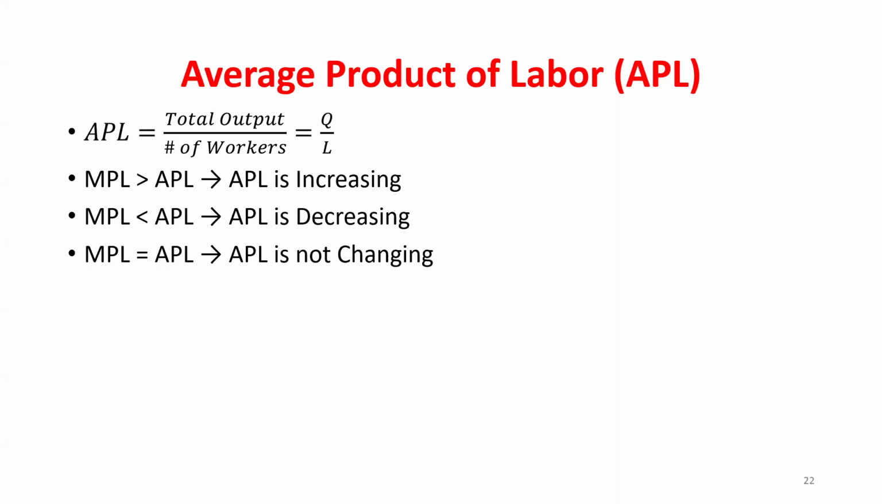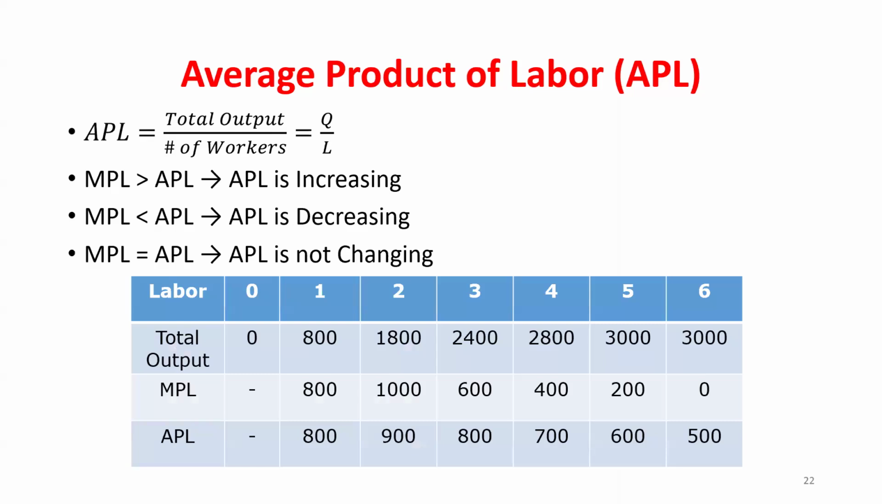So, with this idea in mind, we could also look at this in a table, right? So, we go back, I've got my total output, I've got my total number of workers. How would I find my marginal product of labor? It's just a change in output divided by a change in the number of workers. Here, the change in the number of workers is nice and easy, it's 1. So, first worker is going to increase output by 800. Second worker increases it by 1,000. Third worker increases it by 600, etc.